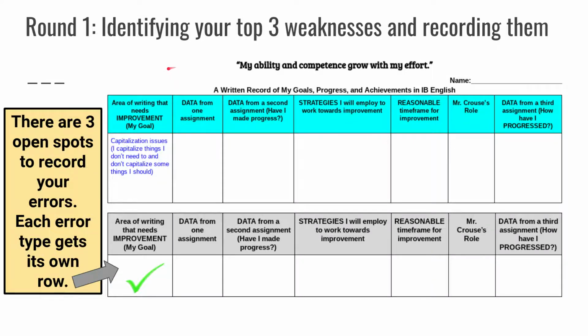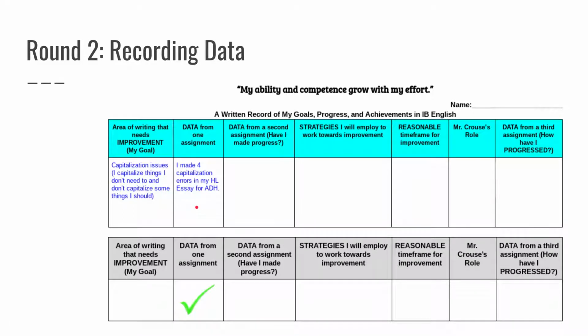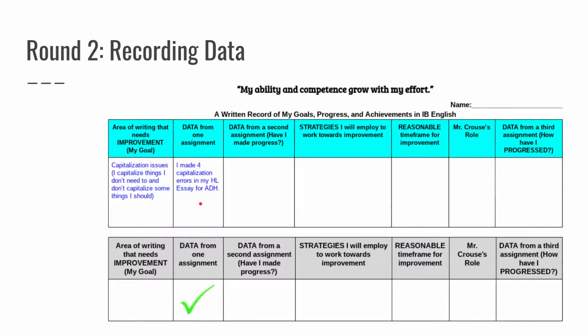Okay. Once you've done that, the next thing you're going to do is record the data from that first assignment. If you look at my sample, I made 4 capitalization errors in my high-level essay for A Doll's House. You want to write something similar in your boxes where it says data from one assignment. It's important to write down the number of errors that you had, so use those tally boxes to count them, and also what text your essay was about. That way we can track from one entry to the next, because we're going to come back to this document after every time you write a higher level essay.